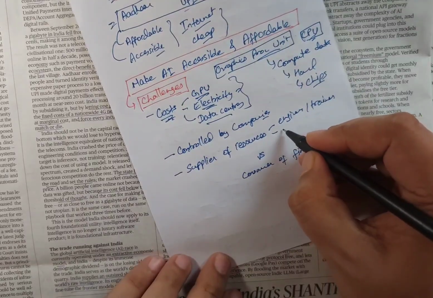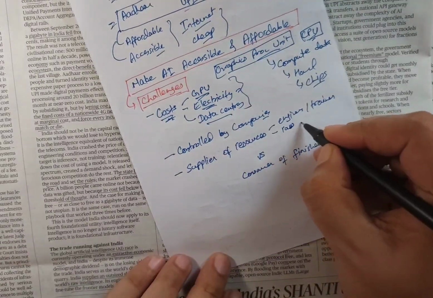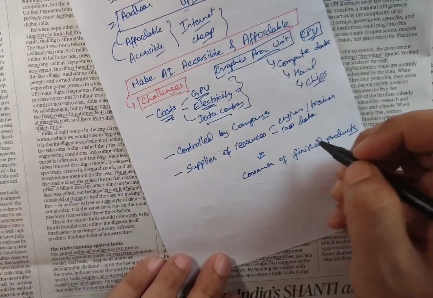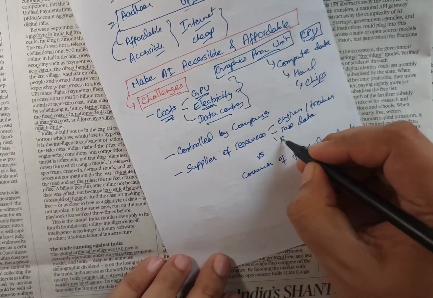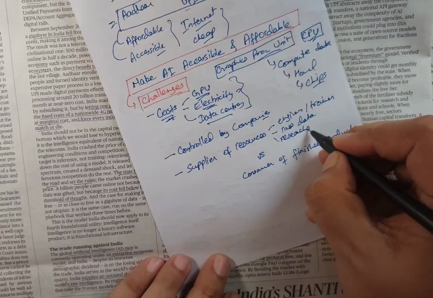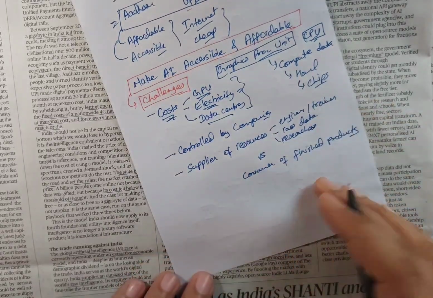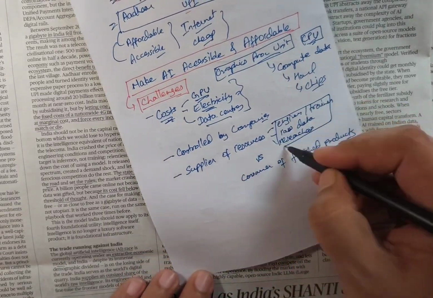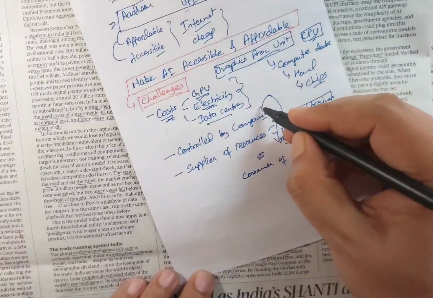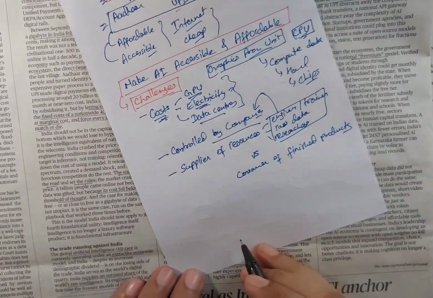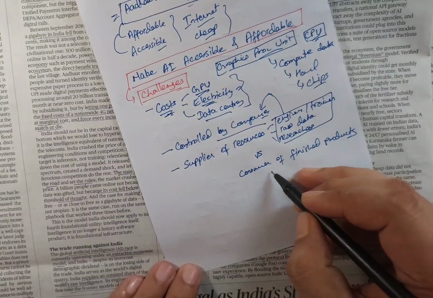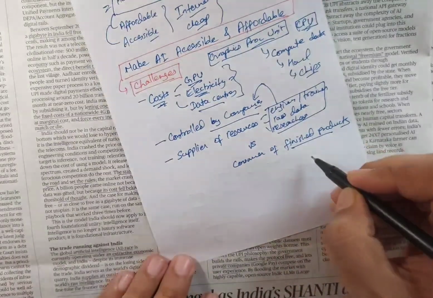India supplies raw data to train the AI. India also supplies researchers that do research to build the AI, and most of these things are supplied to foreign companies. And these foreign companies, after building their AI models, sell finished products to us. For example, ChatGPT.